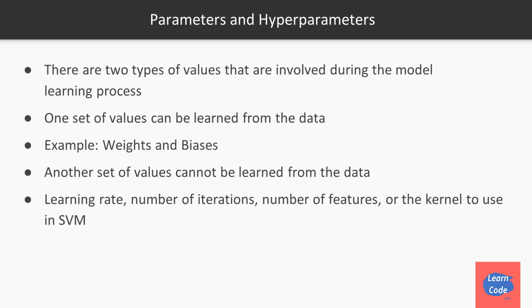based on different tests, like the learning rate, the number of iterations, the number of features, or the kernel used in SVM. We'll talk about kernels in SVM in the next section. So basically, hyperparameters are the knobs that we can tweak to get an understanding of the data better.